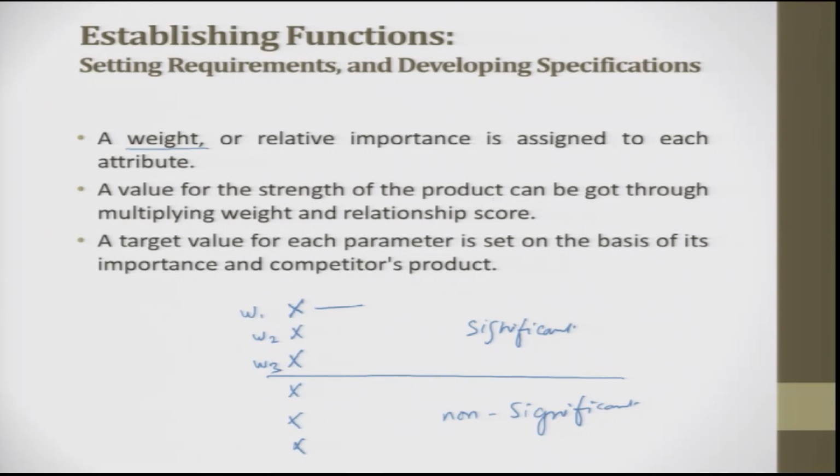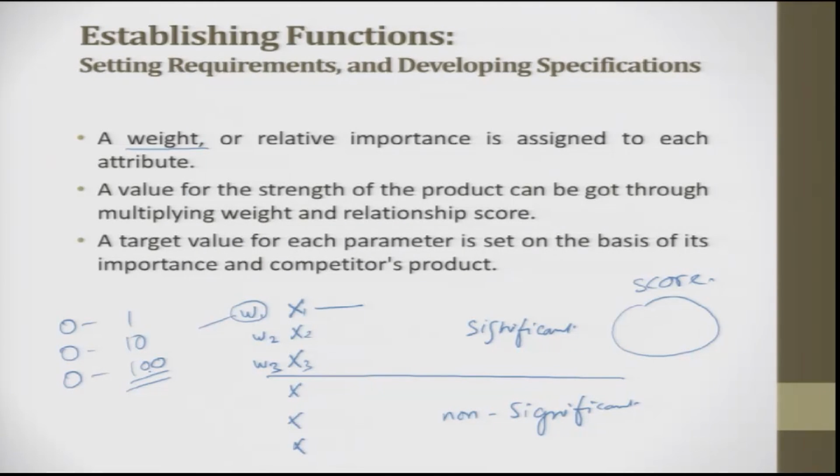The value of the strength of the product can be got through multiplying weightages and their relationship score. Basically, you multiply with x1, x2, x3, and then you try to have a final score here. And then from that score you try to find out what the importance is. Generally, weightages can be given 0 to 1, 0 to 10, or 0 to 100. The larger the weightage number, the more demarcation you can show.